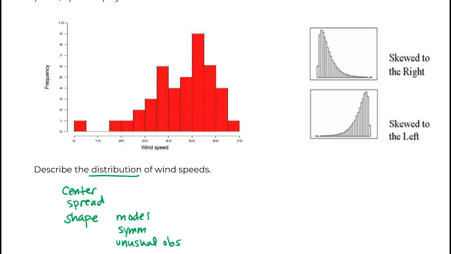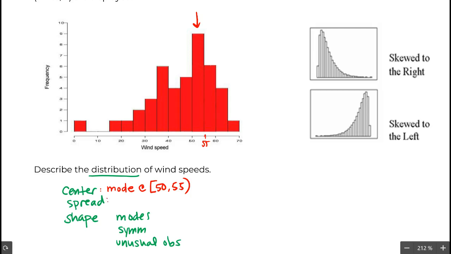If I was to describe the center here, the easiest way to describe center is to just talk about the mode. So the mode is the tallest bar. The most common outcome is that wind speeds are between 50 and, remember, 55 miles per hour. You do not have to worry too much about the correct interval notation here, as long as you made it clear that you understand that is the tallest bar, and it's from 50 to 55.